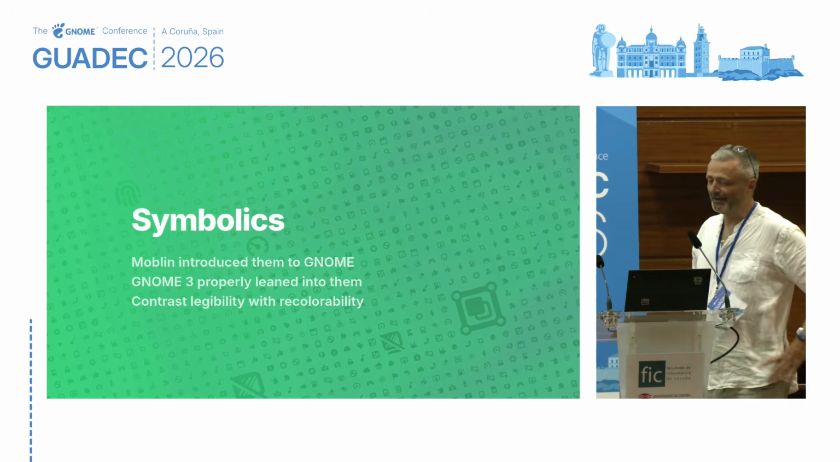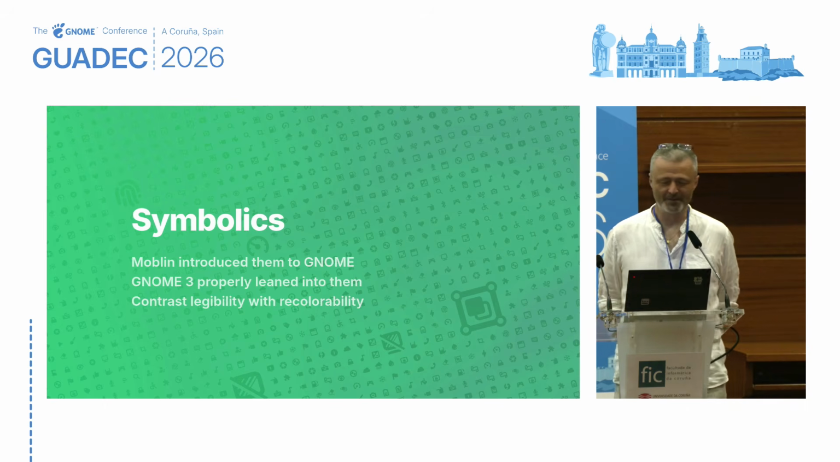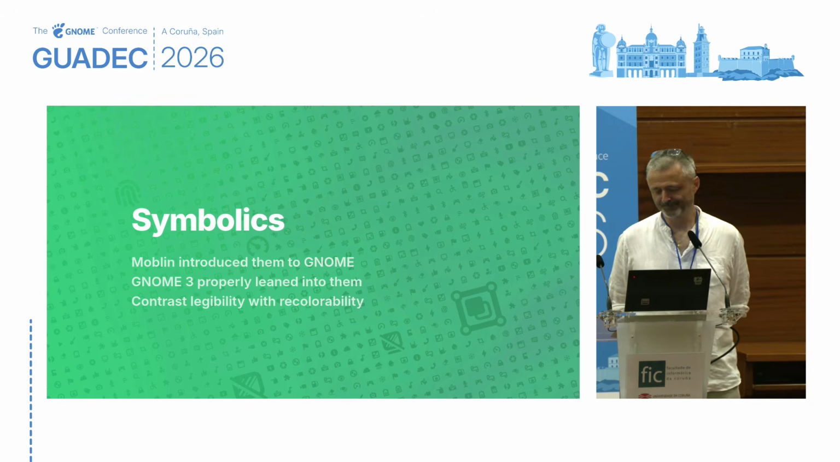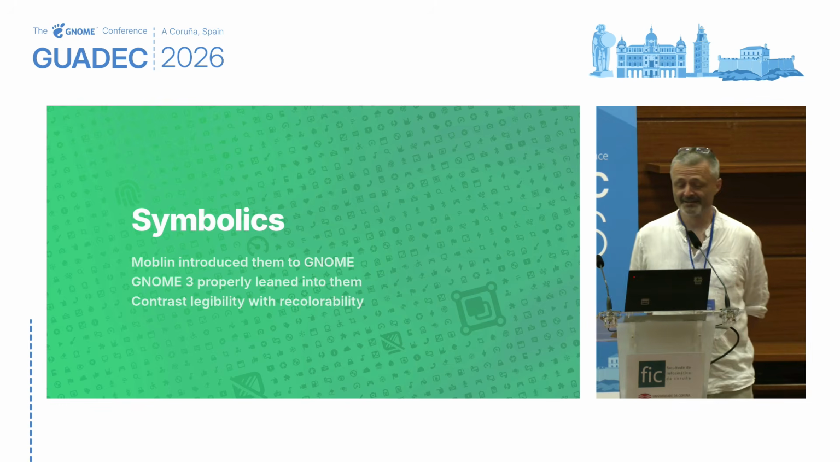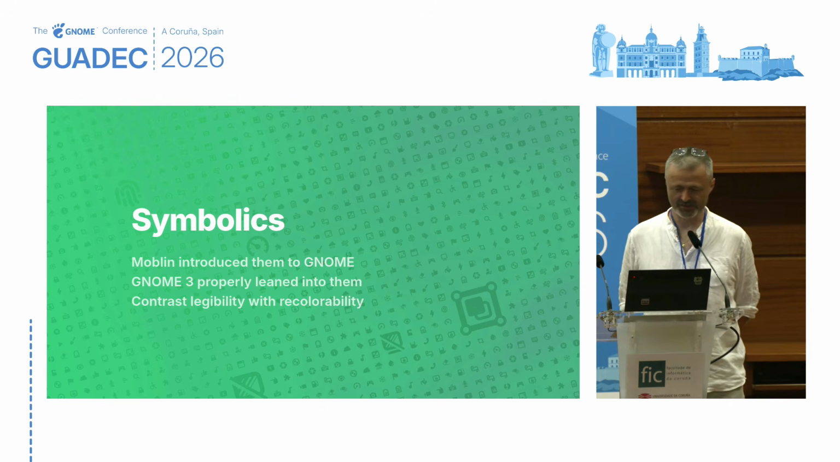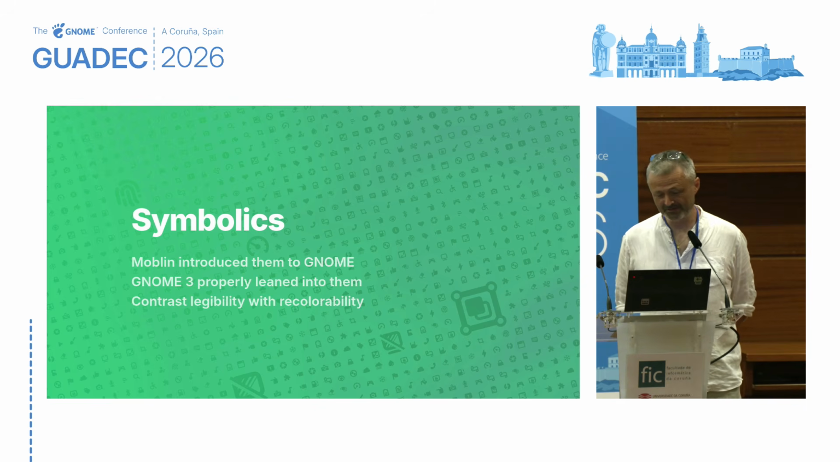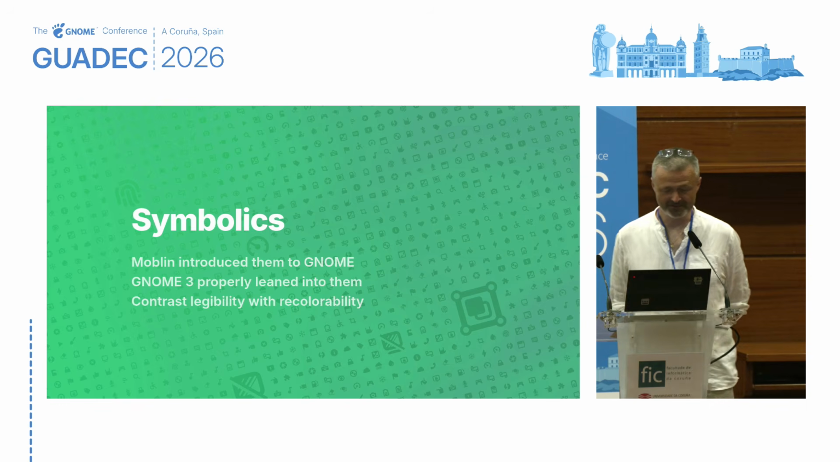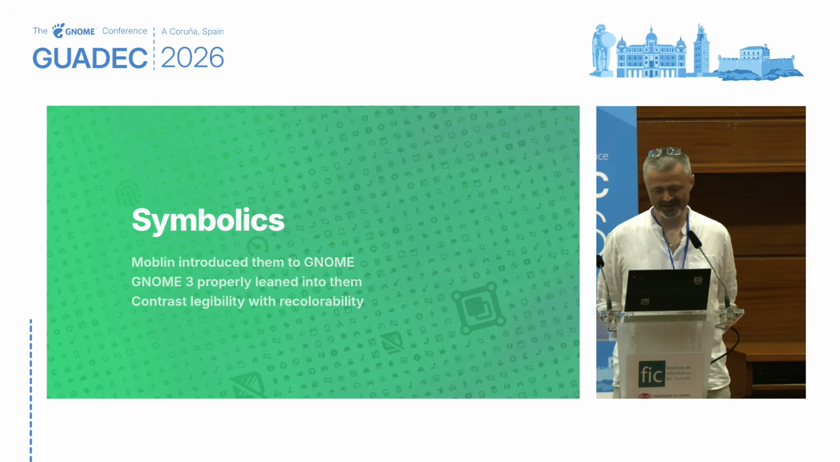So we've been doing monochrome symbols for button icons for ages. That predates the GNOME 3 release. The initial inspiration came from the Open Hand folks that did the amazing Moblin platform that also inspired some other things, like using workspaces to manage many windows rather than minimizing them into a dock and all those kinds of things.